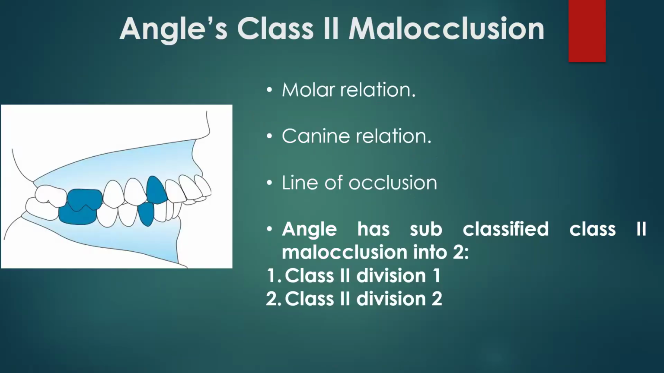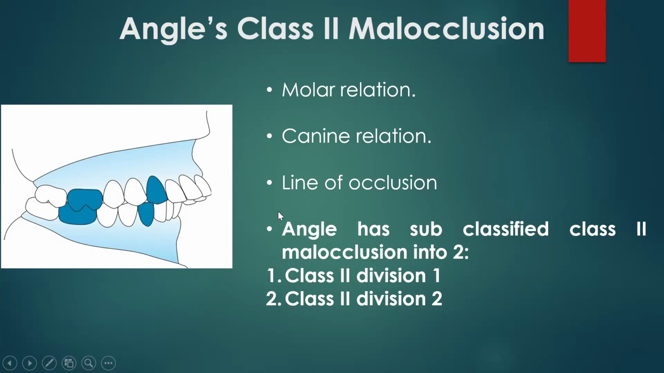Now, class 2 malocclusion. Here, the molar relation is that the distobuccal cusp of the upper first permanent molar occludes with the buccal groove of the lower first permanent molar. In canine relation, the distal incline of the upper canine will occlude with the mesial incline of the lower canine. There will also be alteration in the line of occlusion.